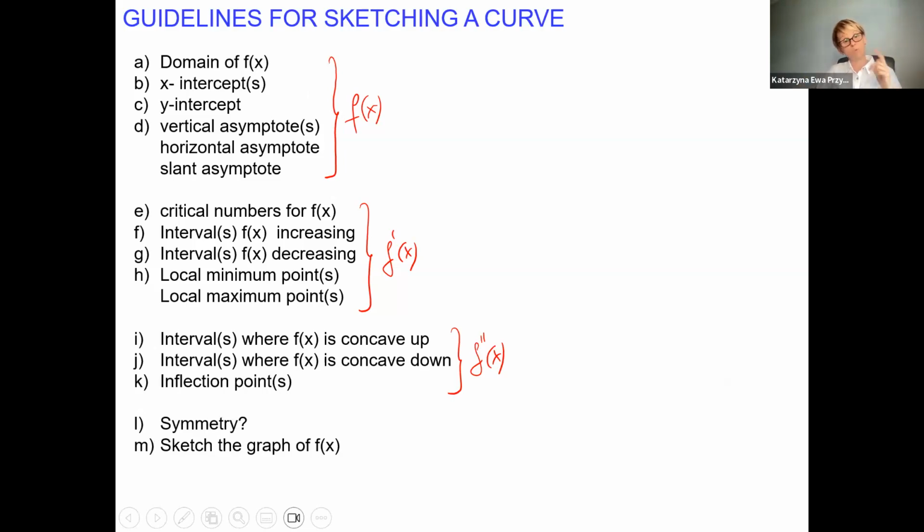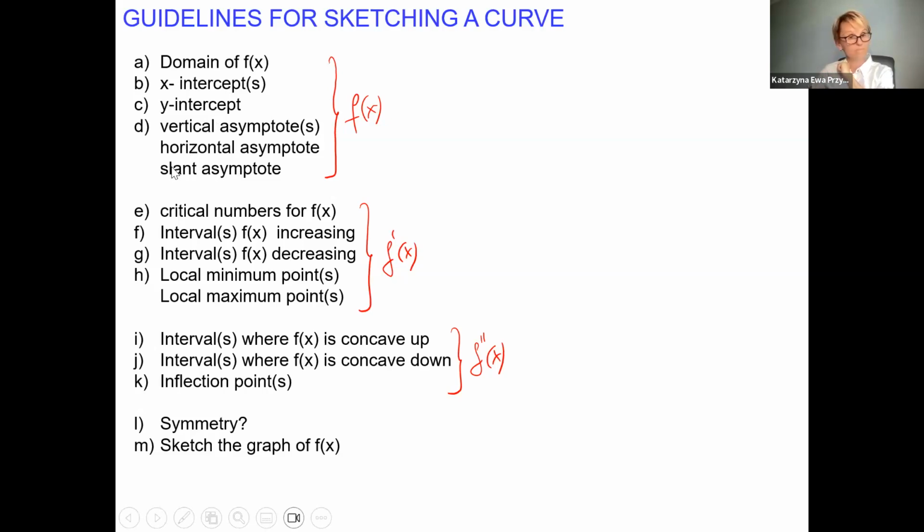I would like to take maybe one function and go through all of this. And I have lots of functions in this presentation. You may try later, take a different function and do this. Okay, but what we don't know: we know the domain, we know the x and y intercept, vertical, horizontal asymptote. Yes, I have one exercise also. We will do this. You know this definitely.